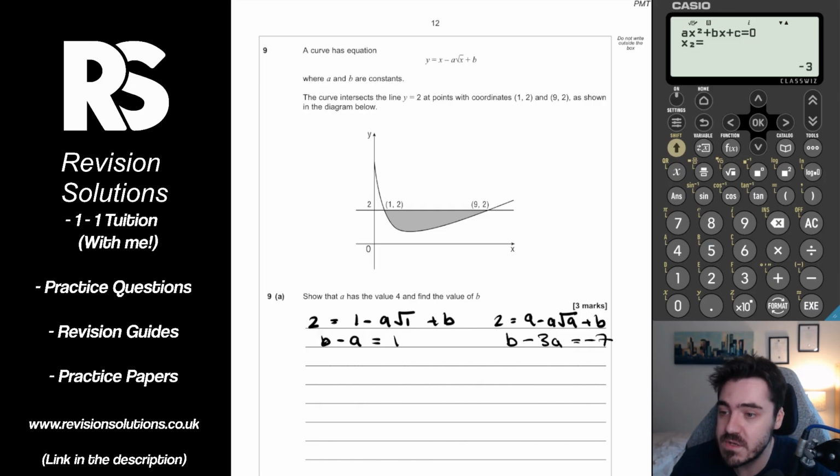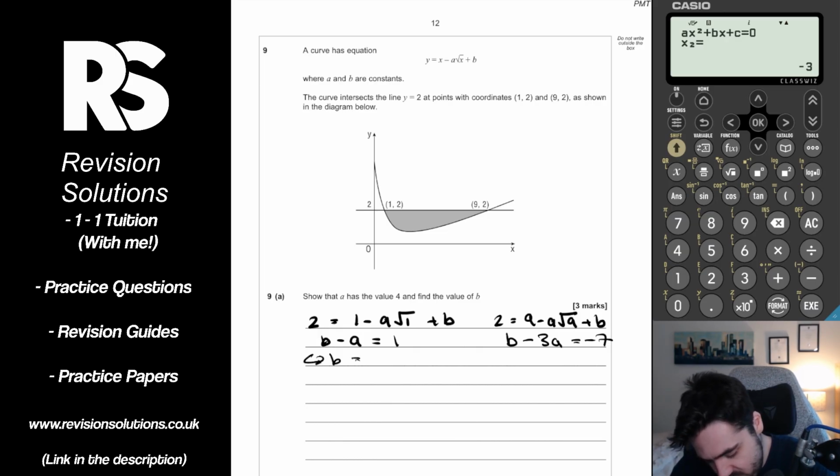And now we have two equations with two variables, so we can solve simultaneously. What I'm going to do is rearrange this one for b. So b is a plus 1. So we plug that into the second one, we'd have a plus 1 minus 3a equals minus 7. Solving for a, we would get 2a equals 8, means a is 4, which is what they asked for, and then we know b is just a plus 1, 4 plus 1 is 5.